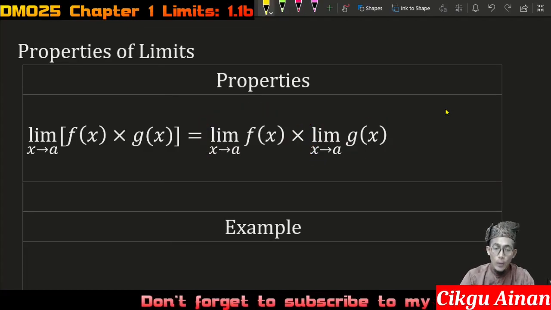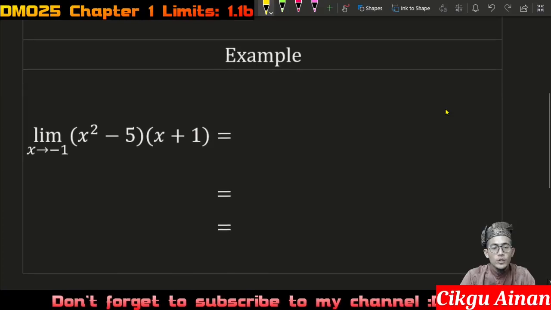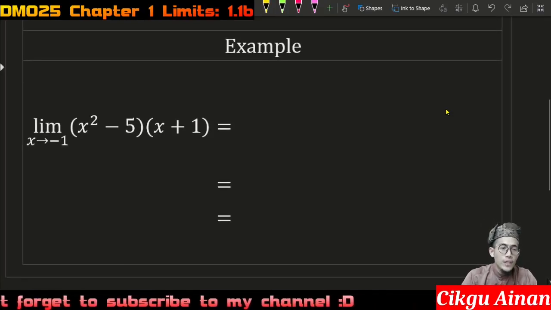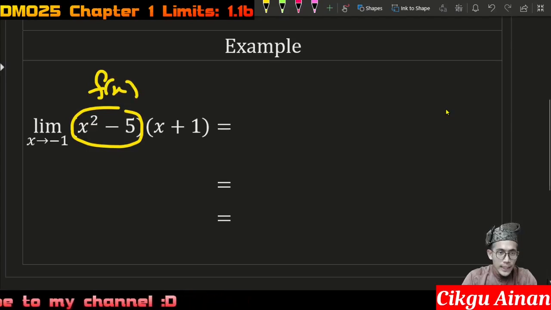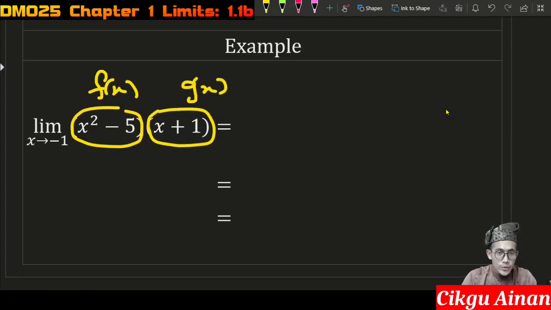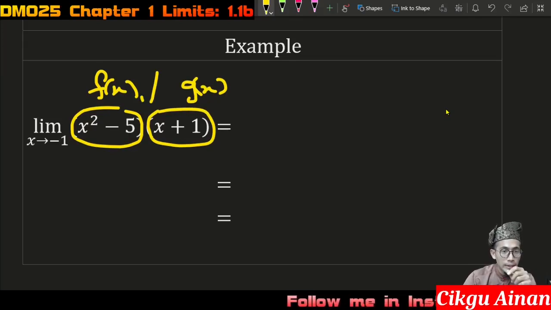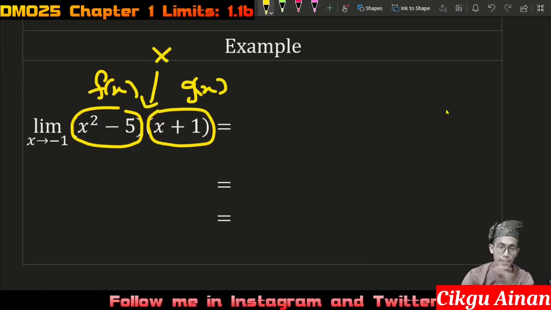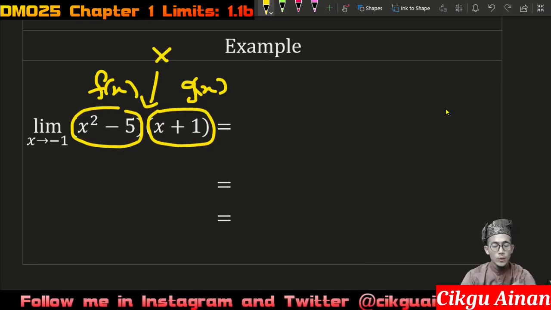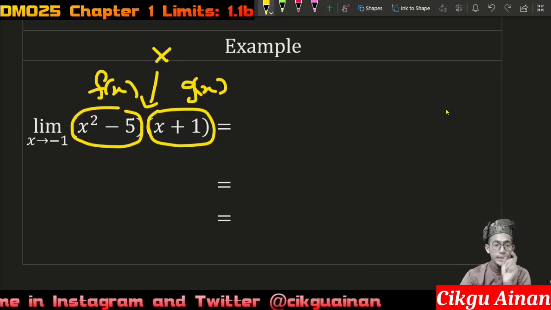Okay, so what is the example? Let's have a look over here. This one is our f(x), the first function, and then we have the second one, g(x). As you can see over there, it has two brackets next to each other, so there is a hidden multiplication between them. The operation is multiplication.